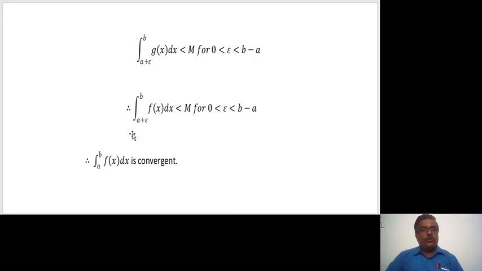So therefore the integral from a plus epsilon to b of f of x dx is less than or equal to this one, and this is less than m, so it is also less than m, for 0 less than epsilon less than b minus a. This means the integral from a to b of f of x dx is convergent.